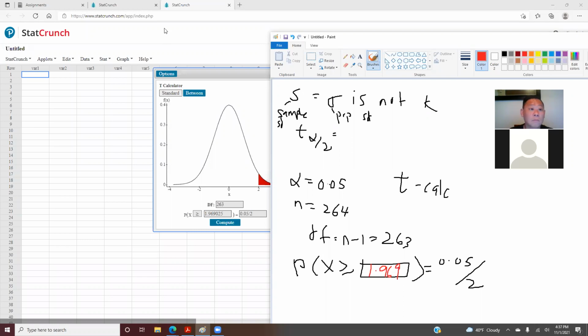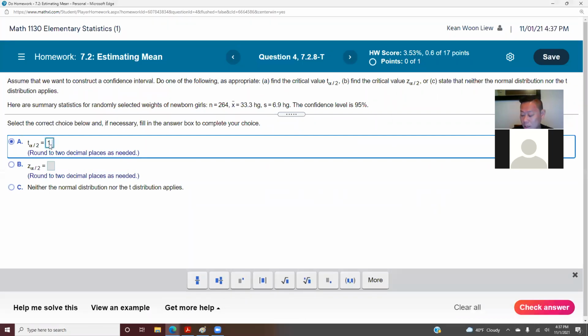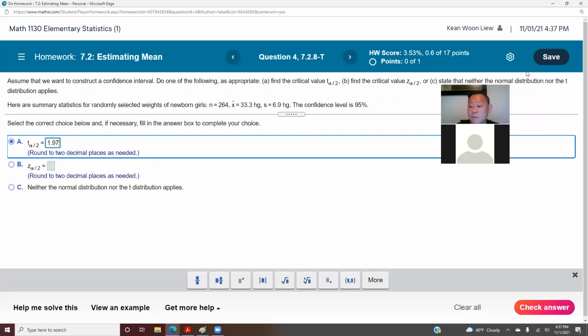Okay, thank you. Then they put in there, in 2 decimal places, 1.97. So that's how you find your answer.